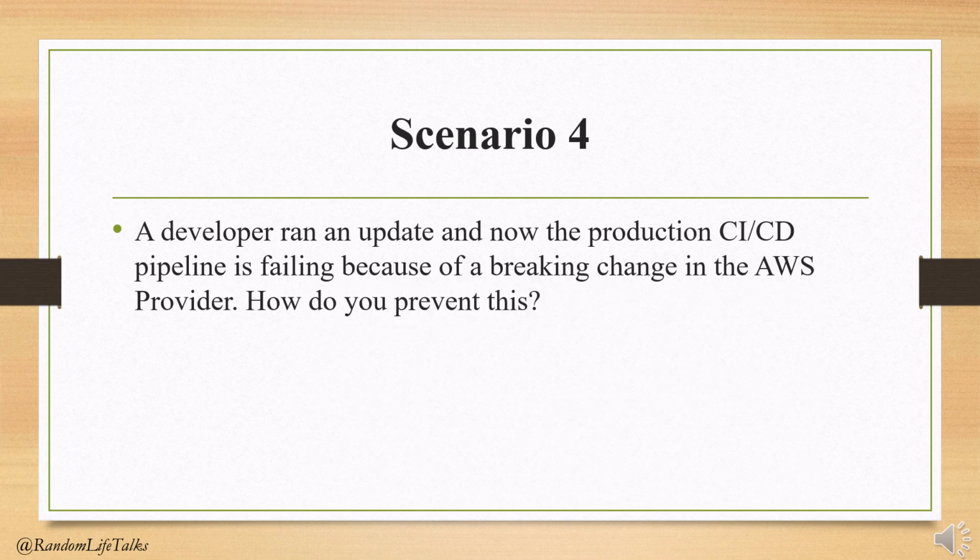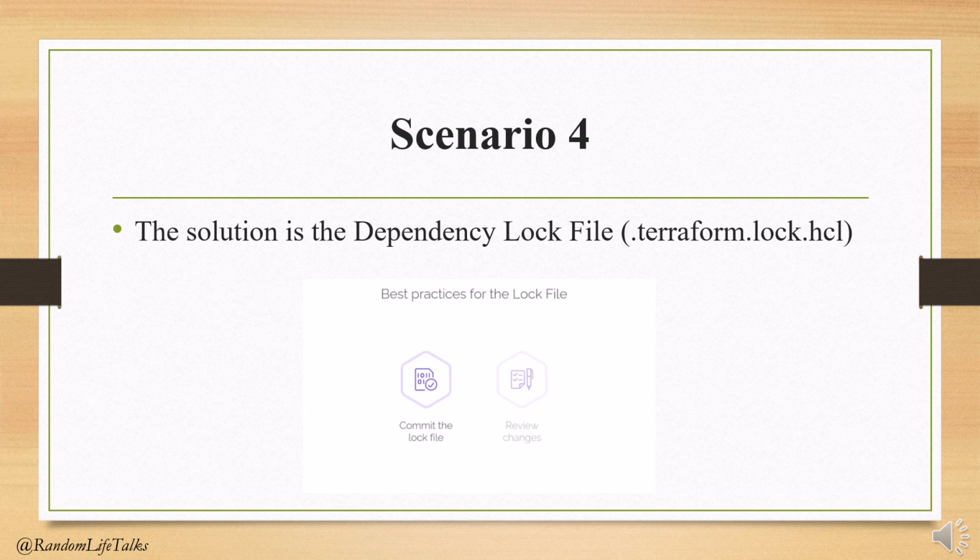Let's move to the next question. A developer ran an update and now the production CI/CD pipeline is failing because of a breaking change in the AWS provider. How do you prevent this? This is a governance question. The solution is the dependency lock file.